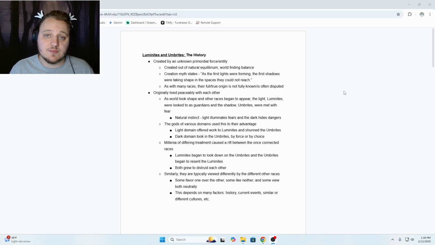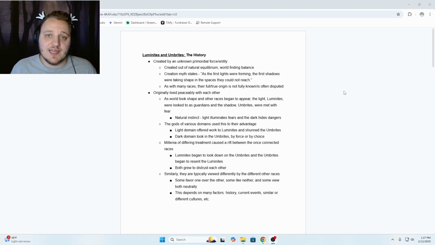Originally, they lived peaceably with each other. But as the world took shape and other races began to appear, the people of light, the Luminites, were looked to as guardians, and the people of shadow, the Umbrites, were met with fear. This was born out of a natural instinct that is seen throughout nature. You know, light illuminates fears, and the dark hides dangers. So out of that natural instinct, that natural preconception, came the general ideas that the peoples had about the Luminites and the Umbrites.